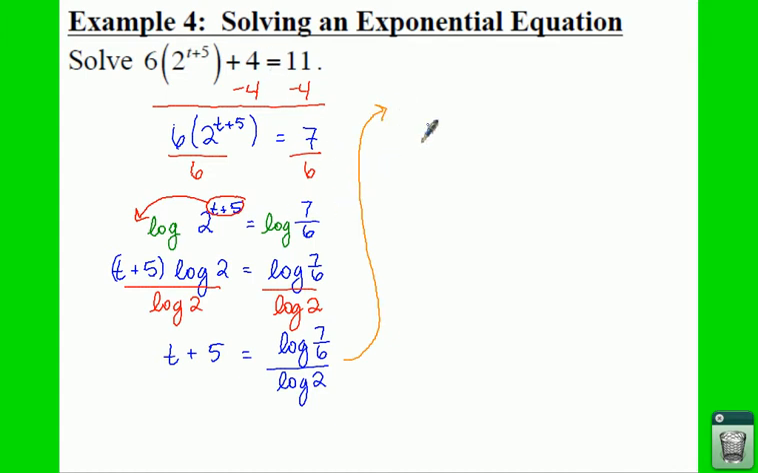So if we have this t plus 5, and that's equal to the log of 7/6 all over the log of 2, then the last thing we need to do is subtract 5 from both sides. And this is a more precise answer, because if you find the log of 7/6 divided by the log of 2, you're going to round early, and that's just going to throw off your final answer a little bit.